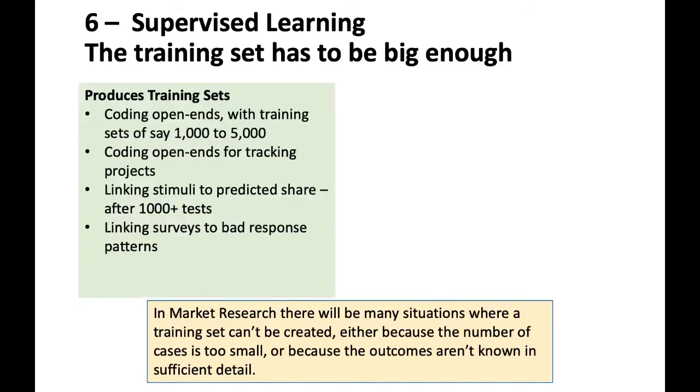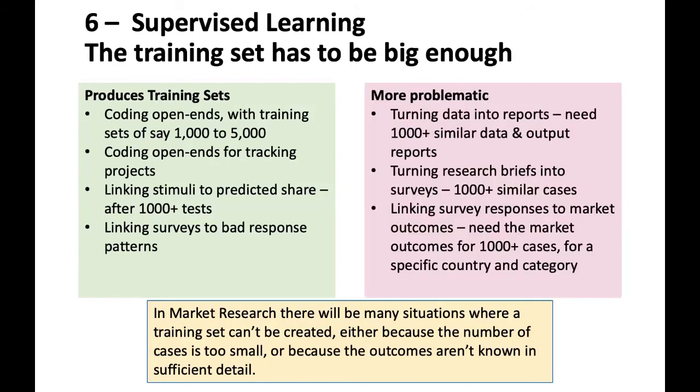That means we can often do these sorts of things. We can code open ends with a training set of 1,000 to 5,000. If the open ends relate to a tracking project, it's even better. We can link stimuli to predicted share after maybe 1,000 tests where we're looking at how the page is laid out, how the packaging is laid out. Or we can link surveys to bad response patterns. This sort of pattern indicates they're a speeder. This sort of pattern indicates that they're not trying very hard.